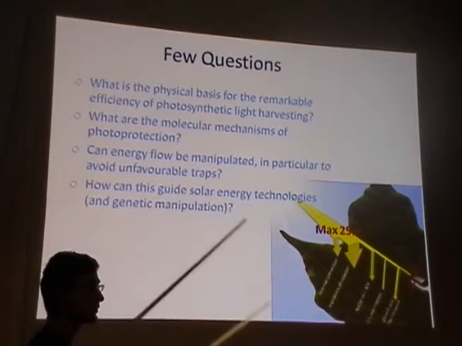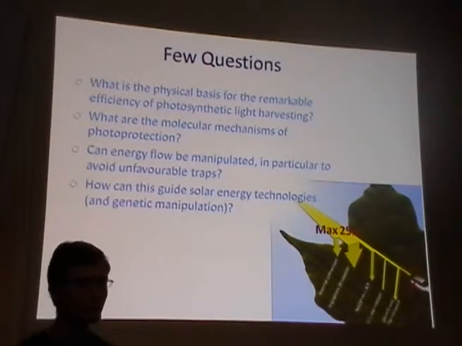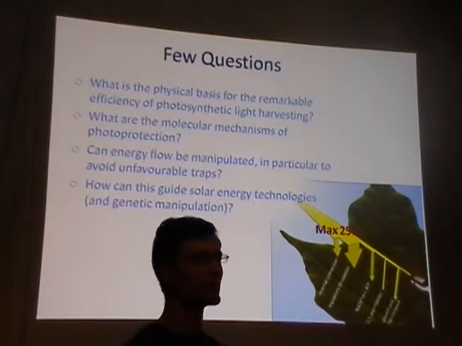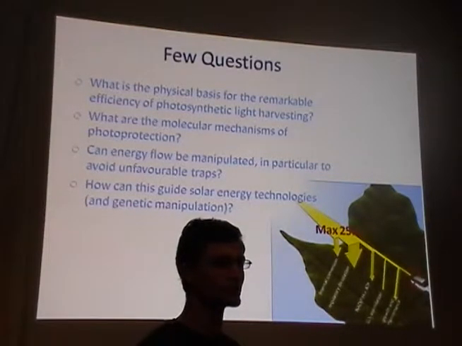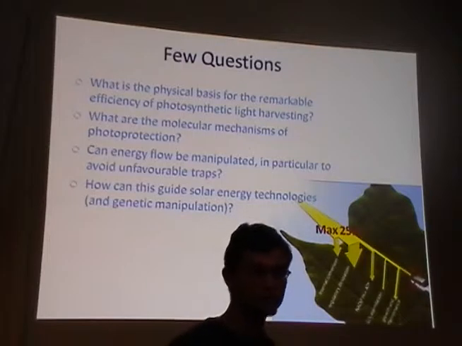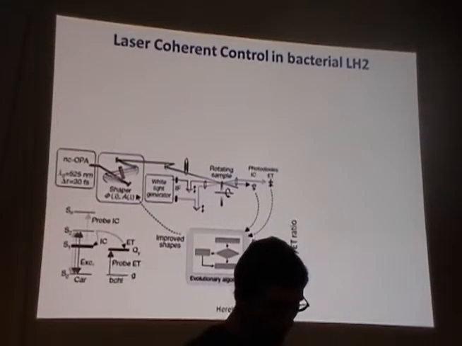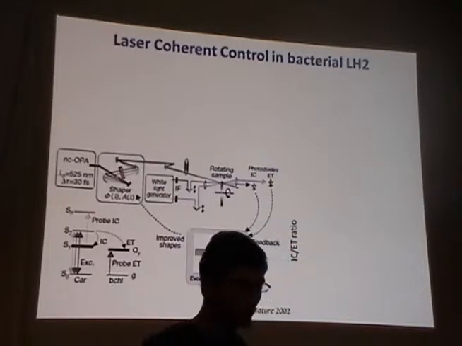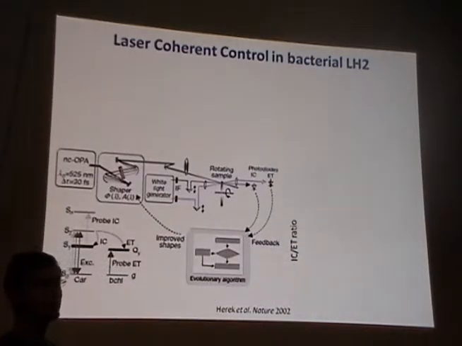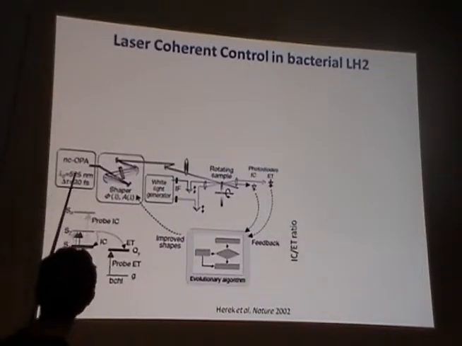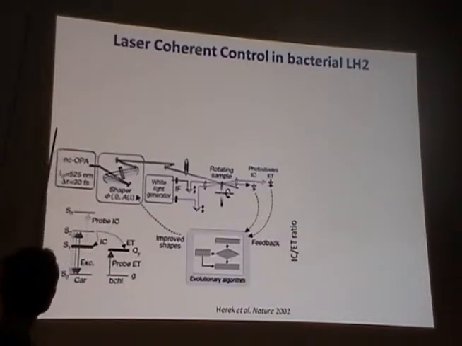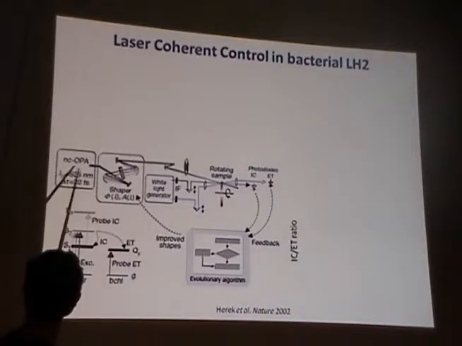And if you can do that, can you then use these principles, or extract these complexes, make some hybrid complexes to be used for solar energy technologies and genetic manipulation? For example, to grow crops under very intense sunlight conditions. So these are some of the applications that we are looking at. I'd like to show one example of how pulse shaping has been applied on light harvesting complexes.